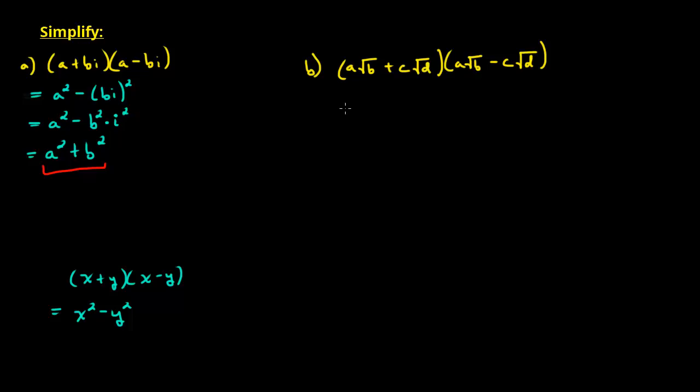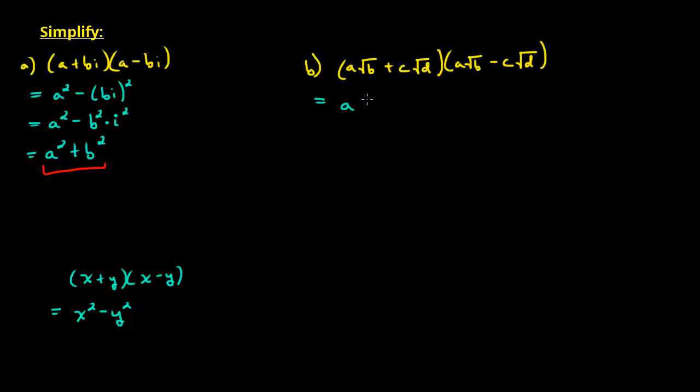Okay, in example B, it says to simplify (a√b + c√d)(a√b - c√d). So again, here I'm actually multiplying conjugate pairs. So I've got this written as the product of (x + y)(x - y). So I can expand this quite easily because it's going to result in a difference of squares.